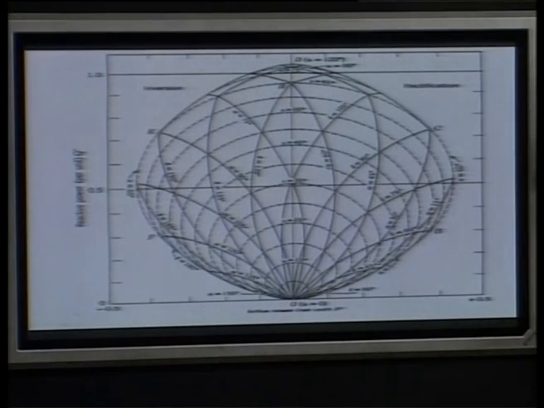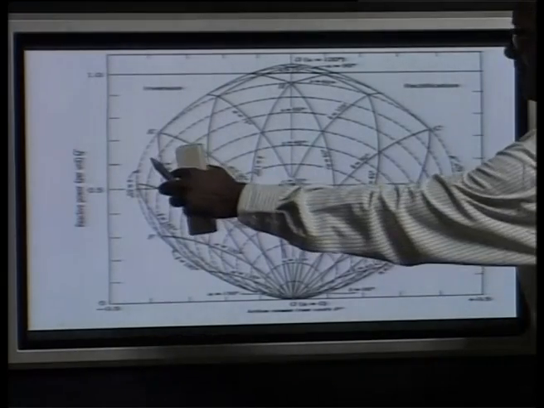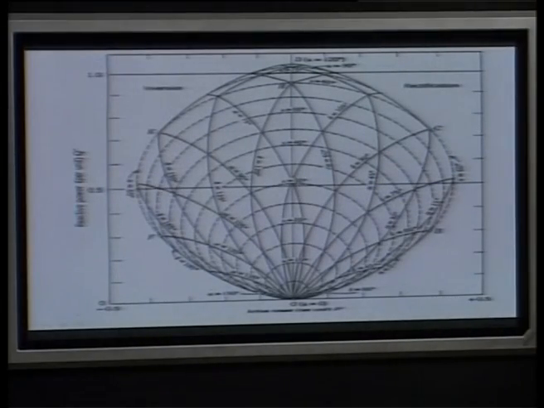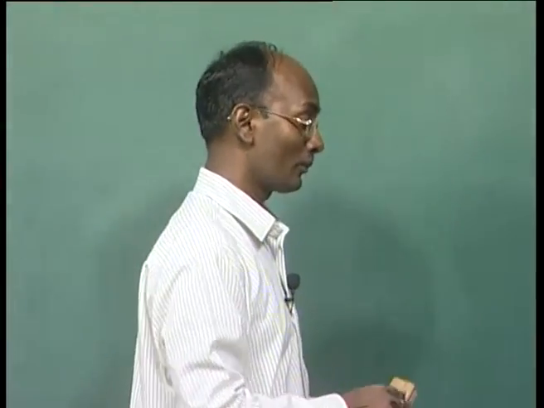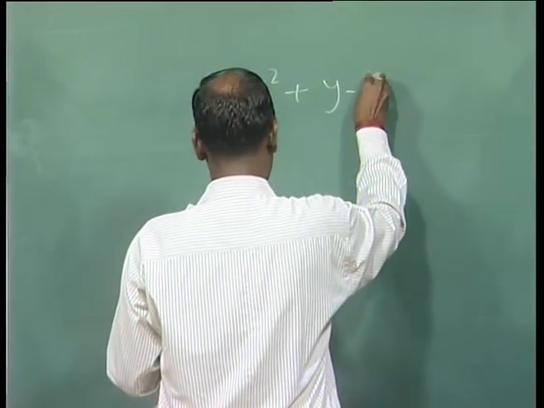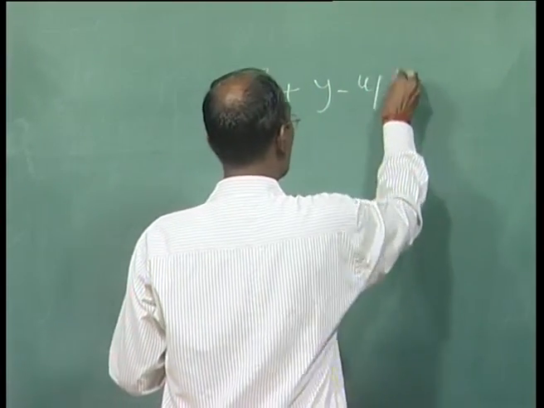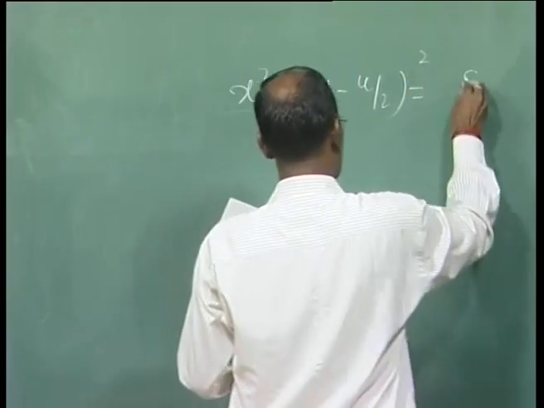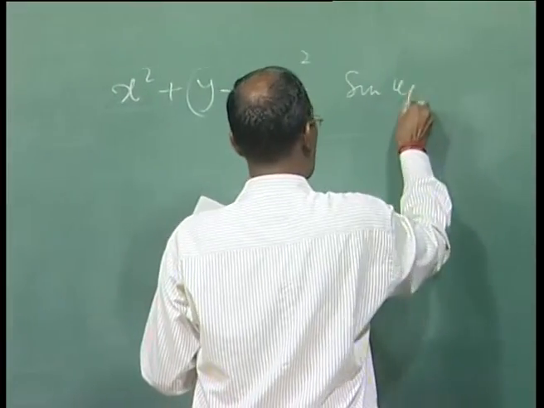Here this is a stretch, so slightly it is not looking like a circle, but it is a circle, because this graph is stretched. So the equation for the constant U, if you derive it, is very complex. It is nothing but x square plus (y minus U by 2) square, equals (sine U by 2) square.